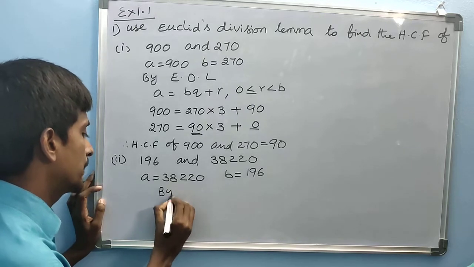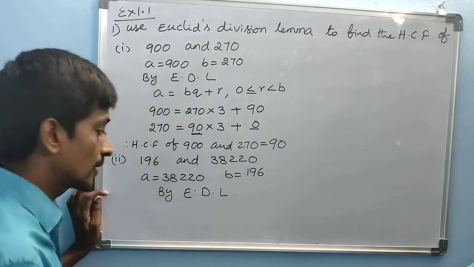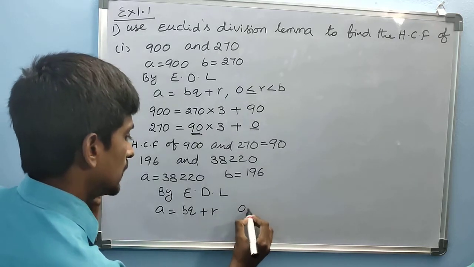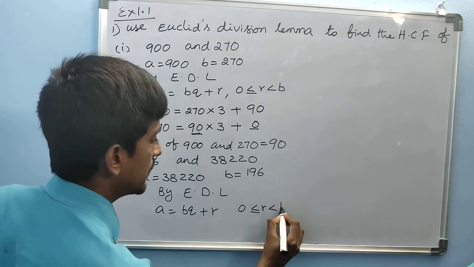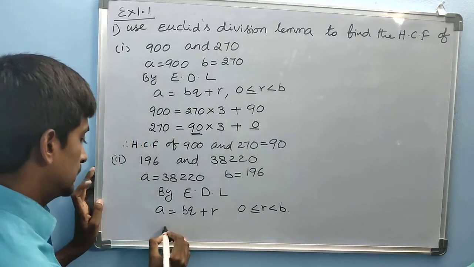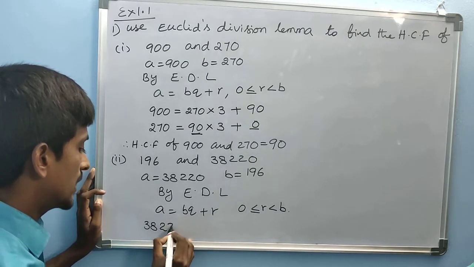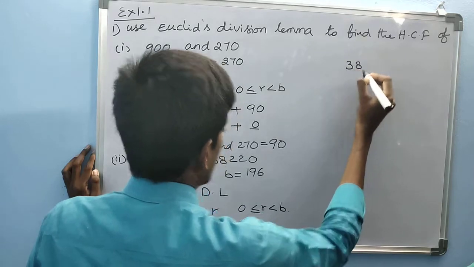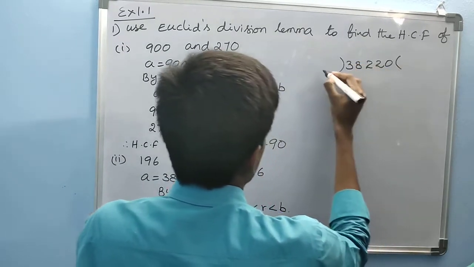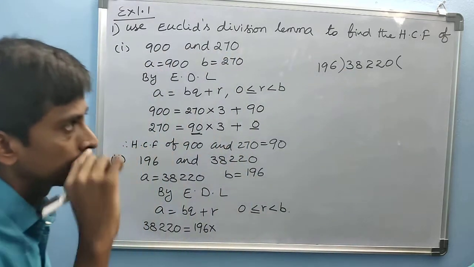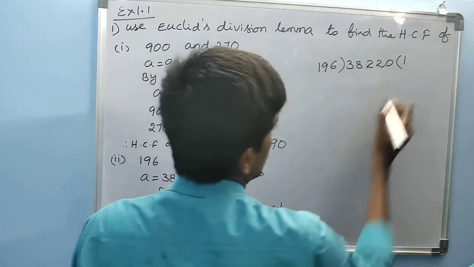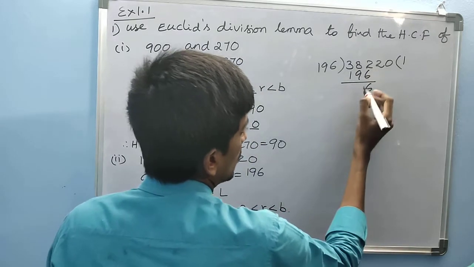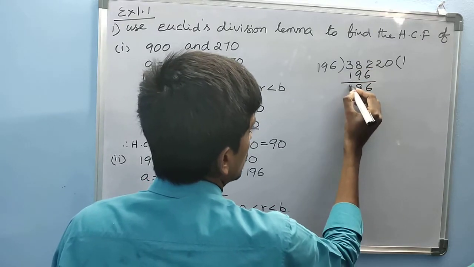By Euclid's division lemma, A equals BQ plus R, 0 less than or equal to R less than B. A, 38,220, equals B, 196, into how many times? Let us divide 38,220 by 196. First, 1 time, 196, and the remainder is 1.